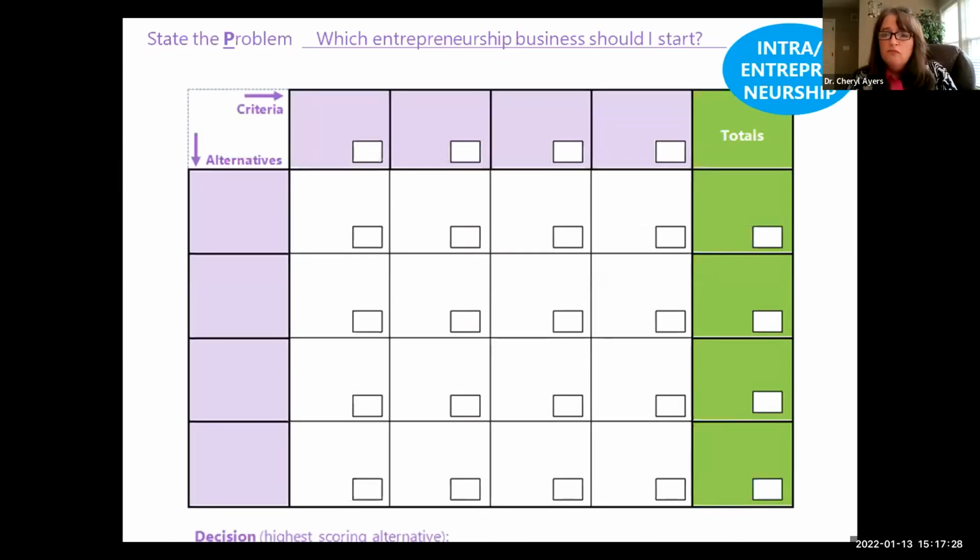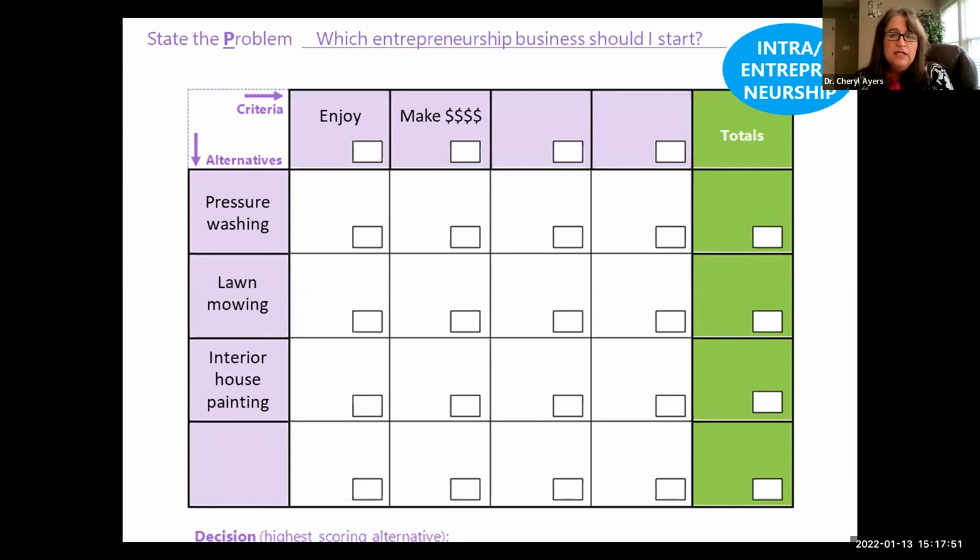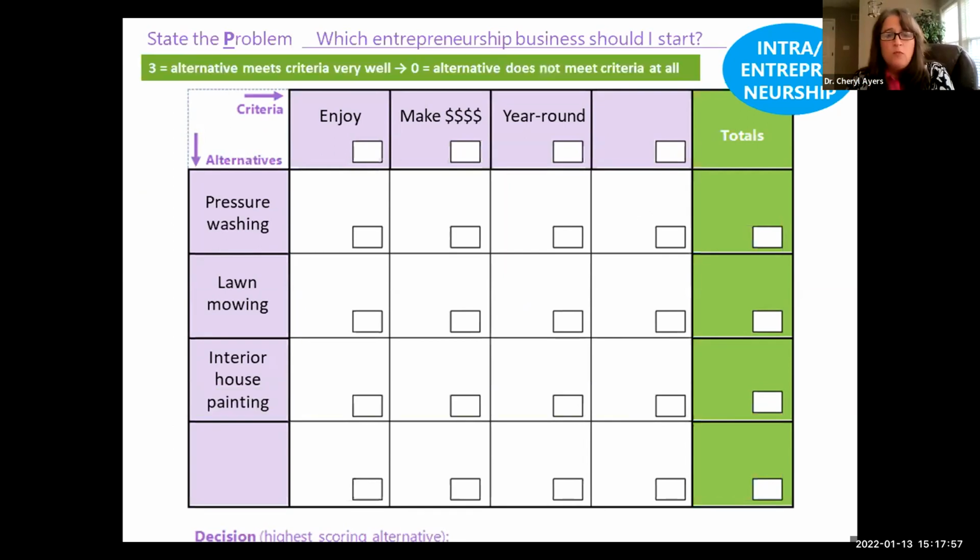But to determine which one you should do, you have to kind of factor in like, okay, what do you enjoy? What is your skill set? So here's another example. I'm just going to go through quickly. Let's say we're going to consider pressure washing, which I was serious about, lawn mowing, and then interior house painting. Let's say that the criteria I personally hope to achieve would be, I want to enjoy it, if possible. I want to make some dollars. And I kind of sort of need it to be year round. And once again, when we go through and do the numbers on that first go round, it looks like we should do the pressure washing, which cost us the opportunity to do interior painting.